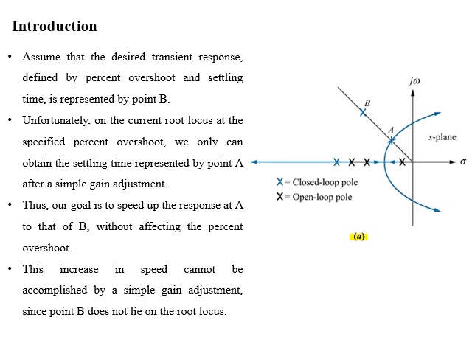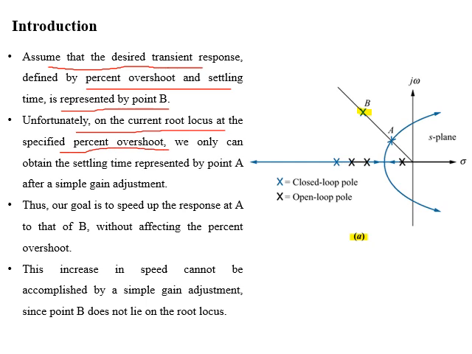Dear students, look at figure A, which represents the root locus of a closed loop system. Assume that the desired transient response defined by percent overshoot and settling time is represented by closed loop system pole location B. Unfortunately, on the current root locus, the specified percent overshoot is achieved by placing the closed loop system poles at point A with the help of simple gain adjustment, where the settling time is not the desired one.